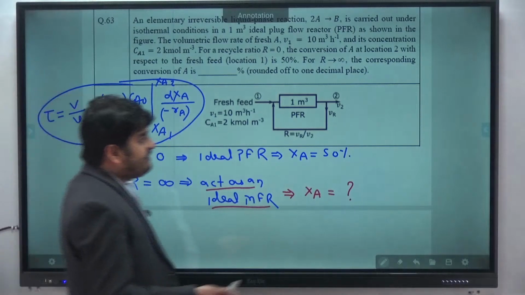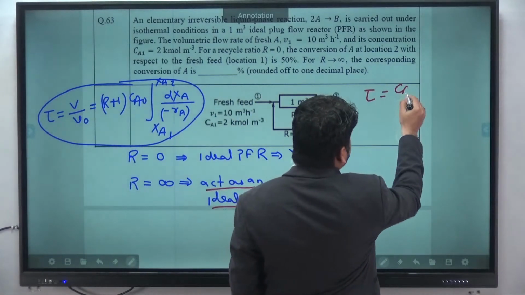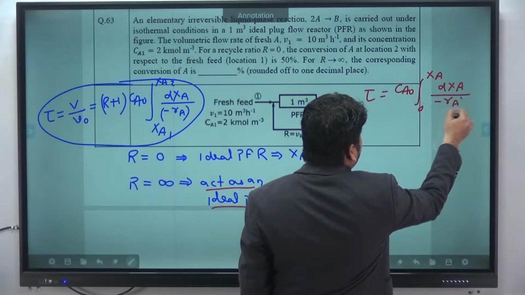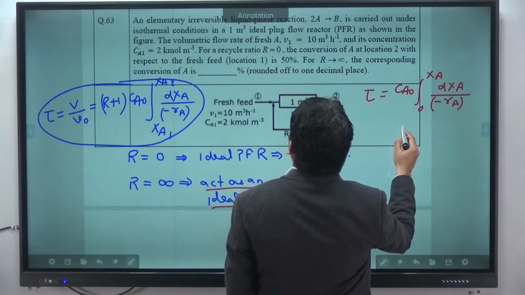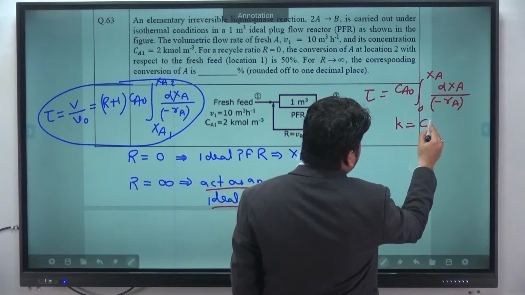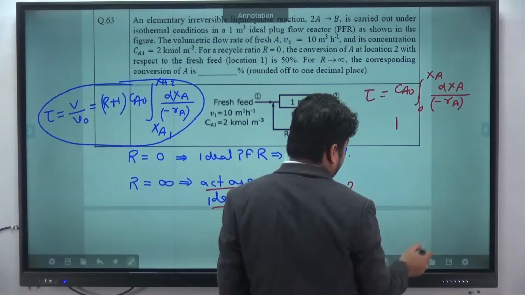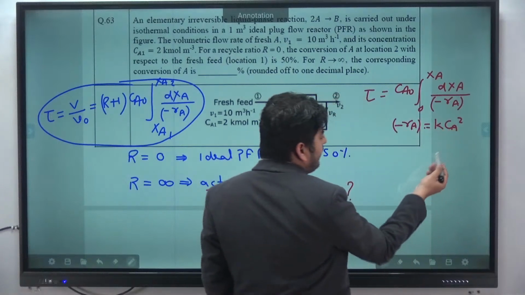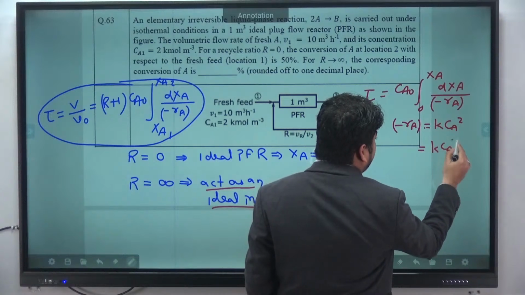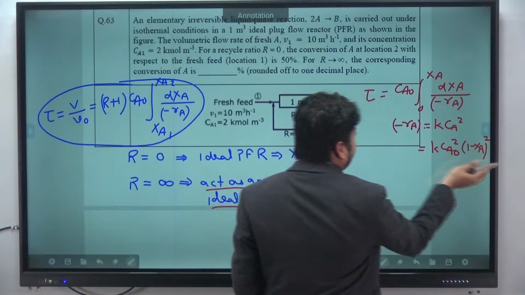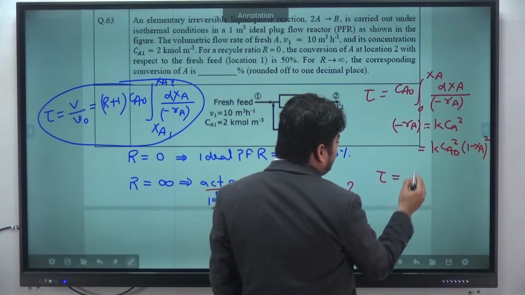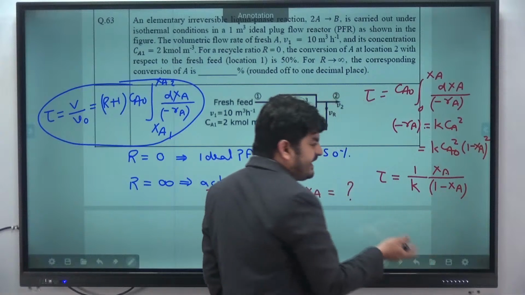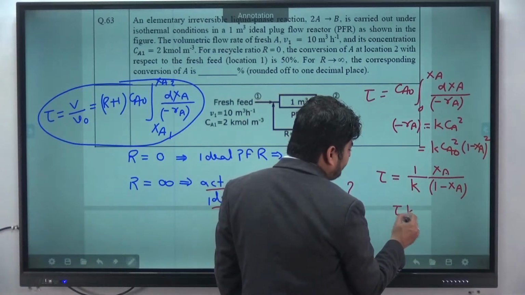Okay, so for the PFR design equation, here a liquid phase reaction is given. Minus Ra is equal to K Ca square, and Ca can be written as Ca naught times 1 minus Xa. So when you put this value and rearrange, you will get tau K equal to Xa over 1 minus Xa.